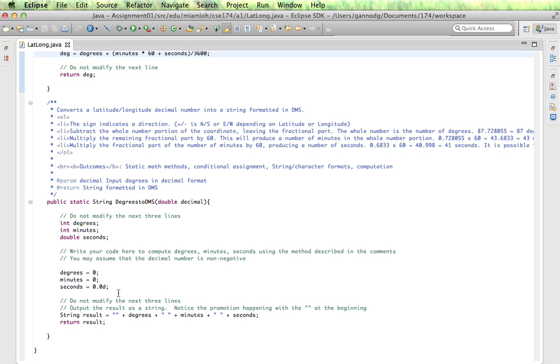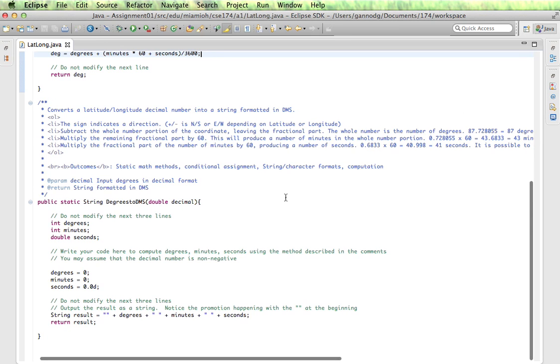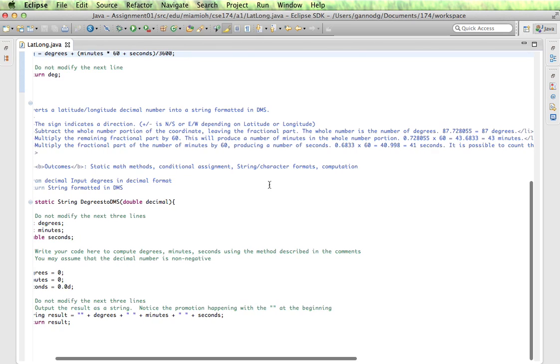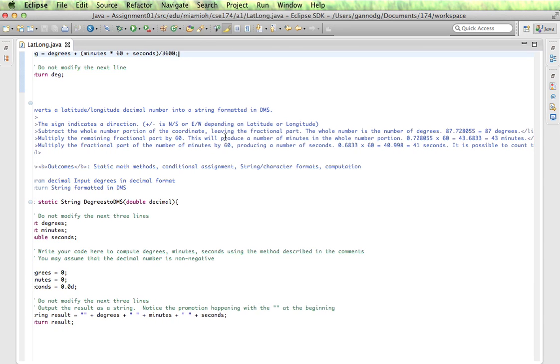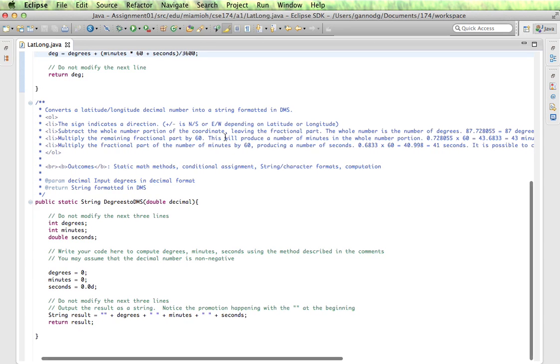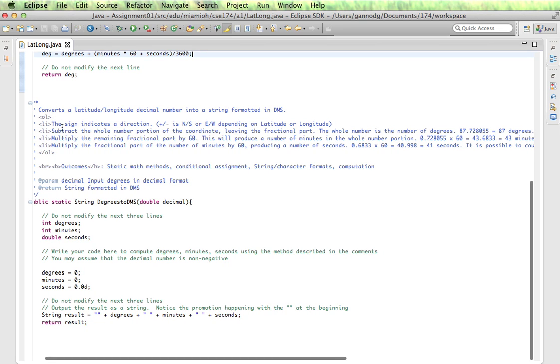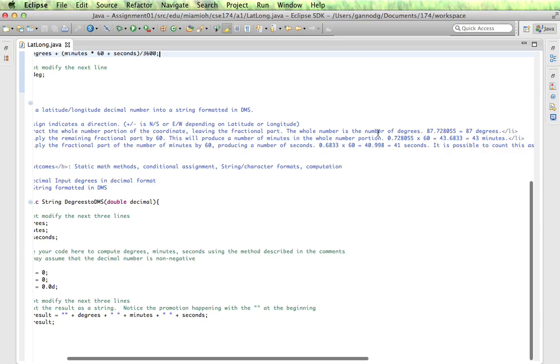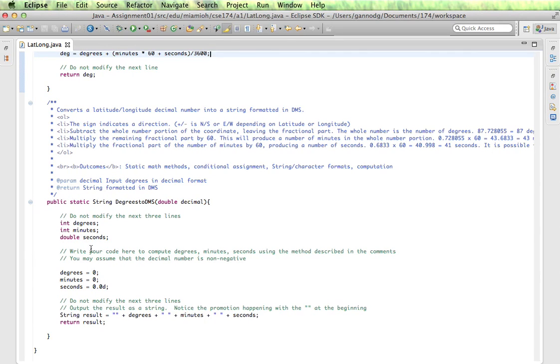So I'm going to go ahead and do that. And actually, in the comment block before the program, I have some information in there, and this is essentially that computation that you had to do on the worksheet. So the first thing it says is to subtract the whole number portion of the coordinate, leaving the fractional part, and the whole number is the number of degrees. Okay, so let's do that.